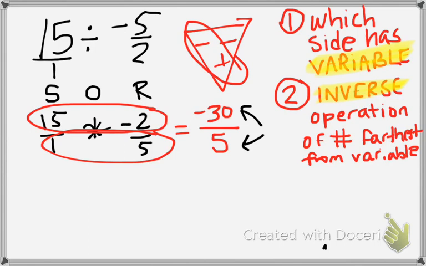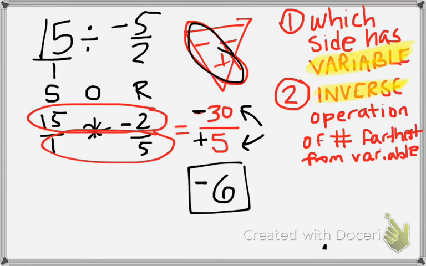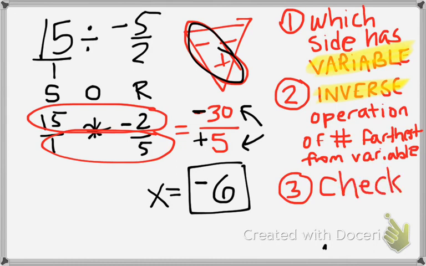Hopefully you all know 30 divided by 5 is 6. And again, a negative divided by a positive is negative. So our answer is x equals negative 6. The last step, just to make sure you got the question right, is you can check your answer by plugging in what we solved, which again was negative 6, plugging it in to the original problem.